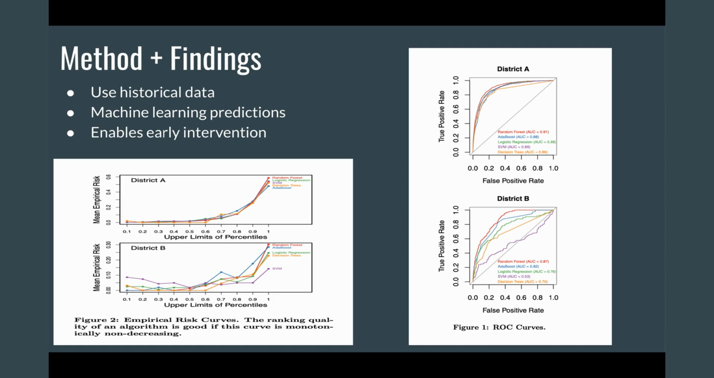Each line represents a different model, for example, random forest, logistic regression, and decision trees. What we can see here is that the random forest model consistently performs the best across both datasets. This means it is better at correctly identifying students who are at risk while minimizing incorrect predictions. In practice, this means schools could use this type of model to more accurately identify which students need help.